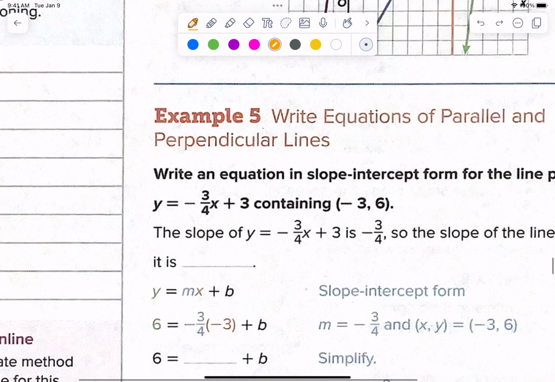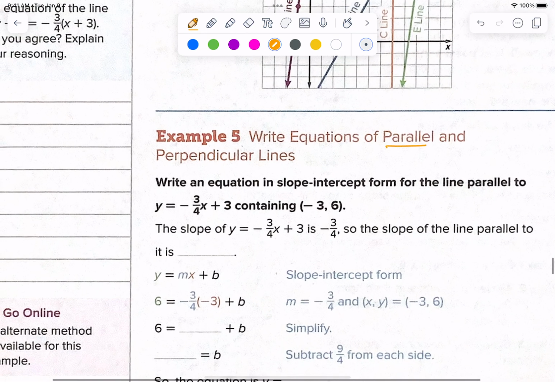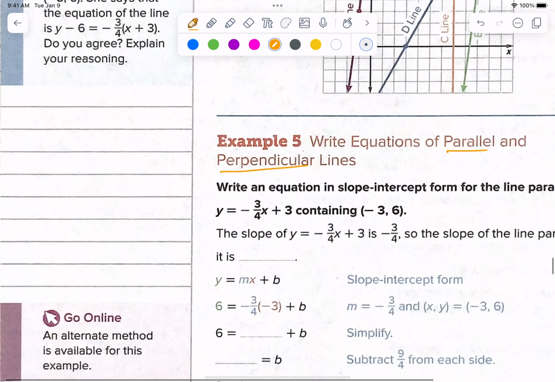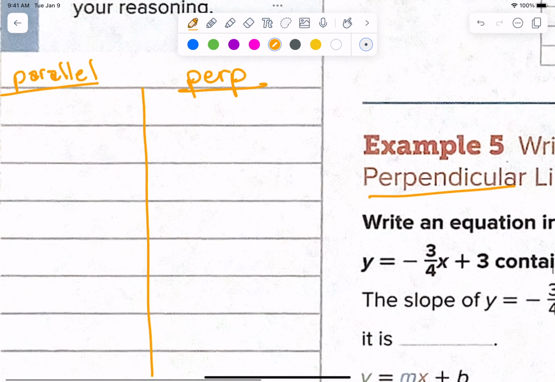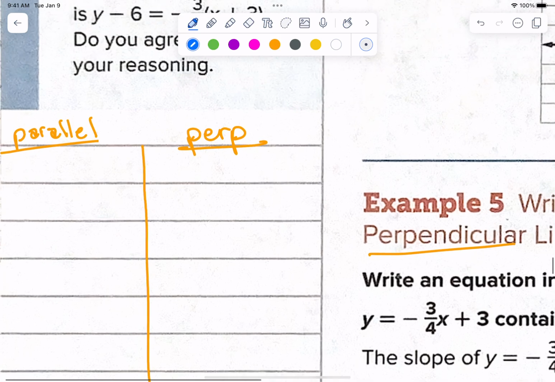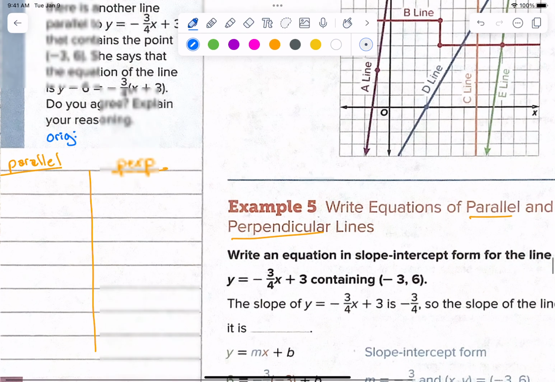So here we go. Writing equations of parallel and perpendicular lines. I'm going to do this work over here. Write parallel on this side, and write perpendicular on this side. We're going to make parallel and perpendicular lines. Here is my original. Original goes at the top.